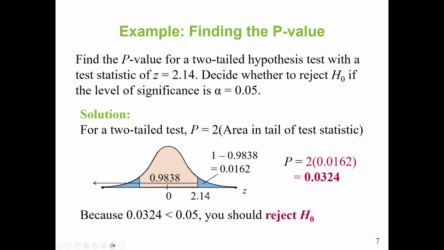If that's the case, we multiply it by what? 2. And that gives us 0.0324. Now, let's compare with our alpha, which is 0.05. Since 0.0324 is less than 0.05, we are going to reject H0.